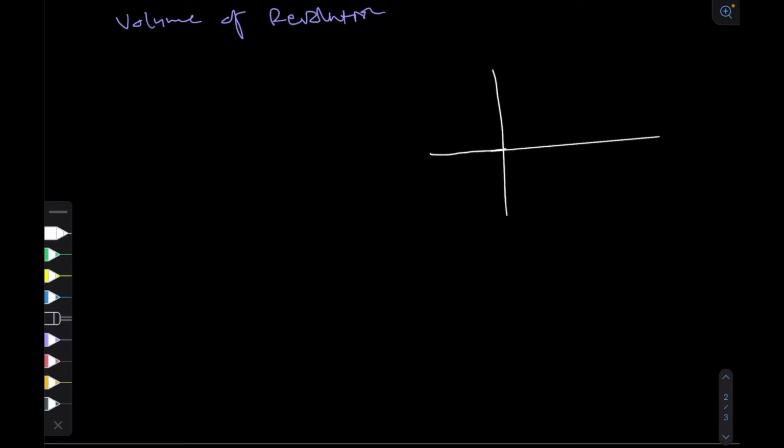Let's say there's this line y equals 2x, and of course this is the x-axis. And now what you do is you revolve this around the x-axis, so you're revolving it around the x-axis in the 3D plane. Once you revolve this, you will get something like this. And the question that we have to answer is: what is the volume of this shape once you rotate it 360 degrees around the x-axis?